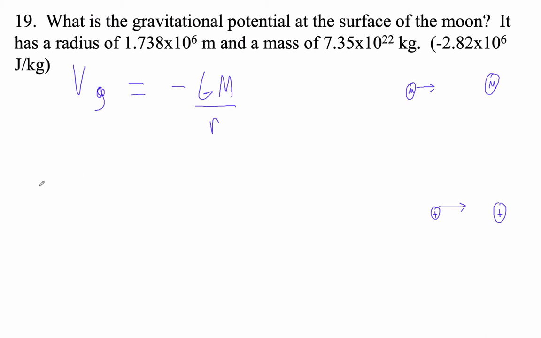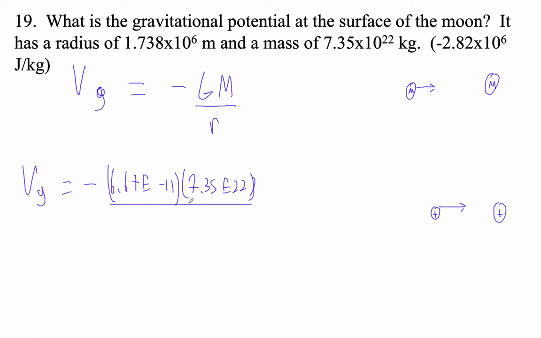All right, so let's just plug in here. Our gravitational potential is minus 6.67 E-11 times 7.35 E22, and our E's here mean times 10 to the 22, right? And then its radius is 1.738 E6. We can do that. The opposite of 6.67 E-11 times 7.35 E22 divided by 1.738 E6, and it's quite a lot, right?